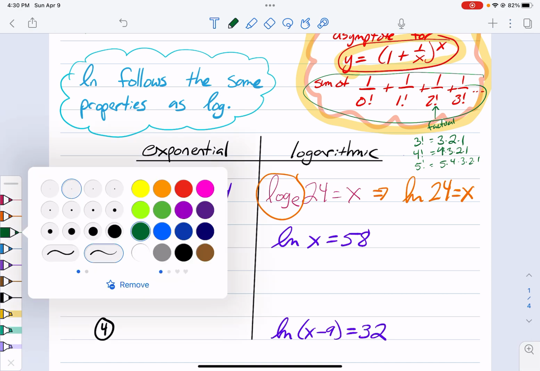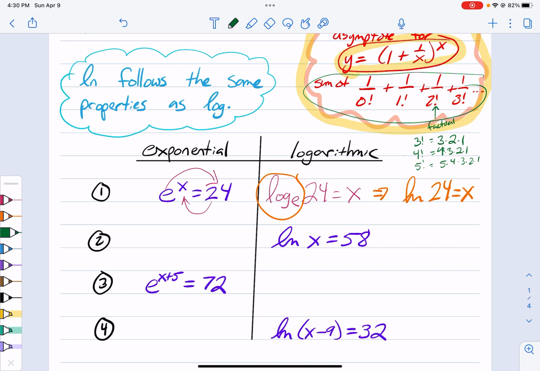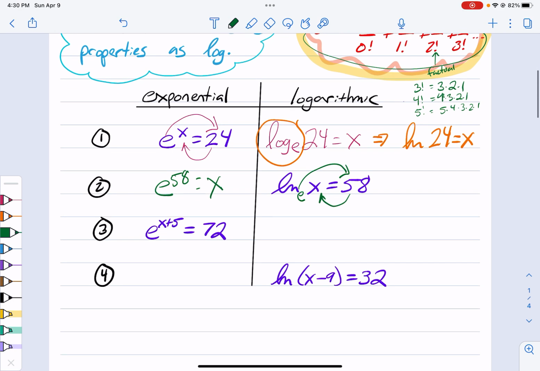If I had the natural log of x equals 58, the natural log has a base of e. We don't have to write it. We just know it's there. So the base of our log is the base of our exponent. So e to the 58th power equals x. So the same log loop as before.